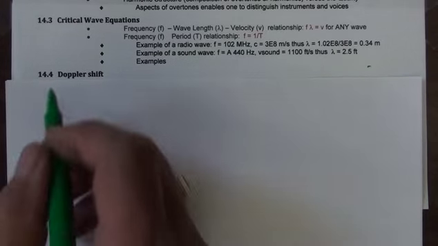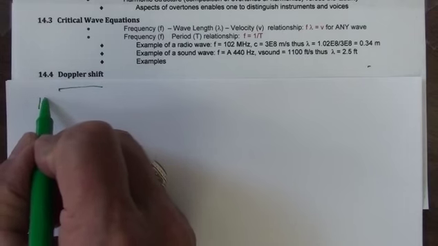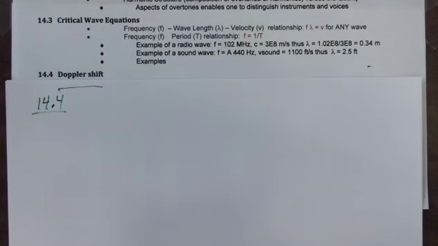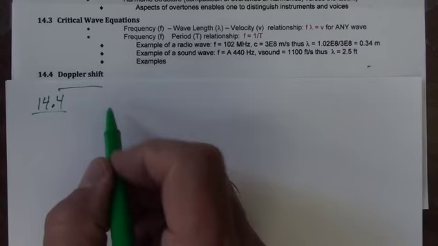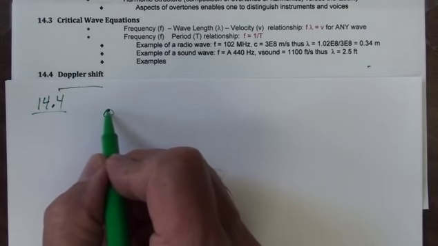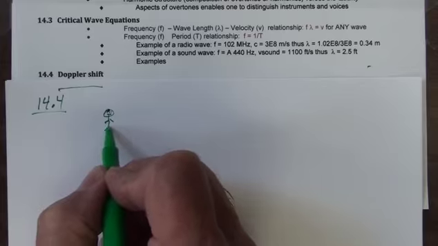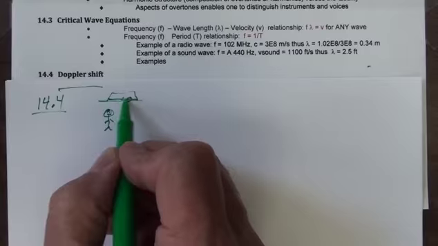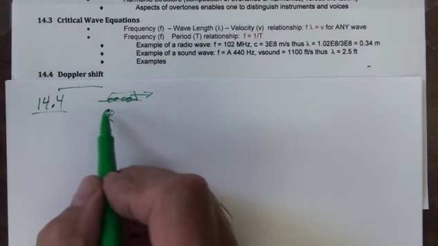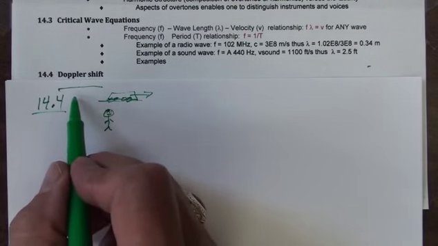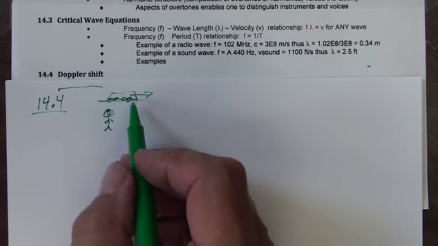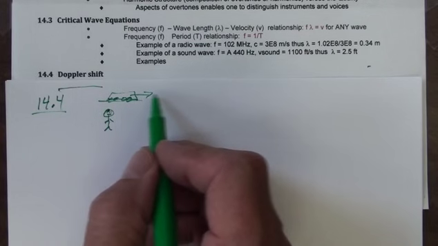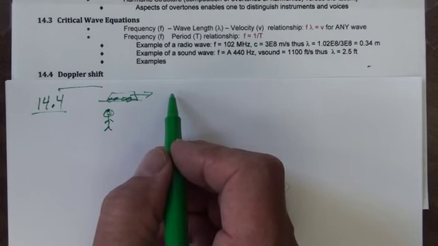This next section is on the Doppler shift. It's section 14.4. And the Doppler shift is something that's familiar to all of us, because if we're just sitting still and a train goes by, then as the whistle blows and it approaches us, we hear a higher frequency, and then when it recedes and goes away from us, we hear a lower frequency.